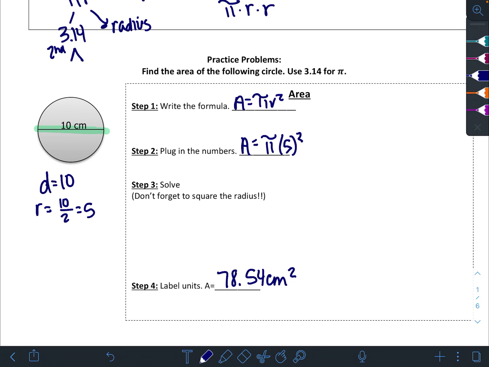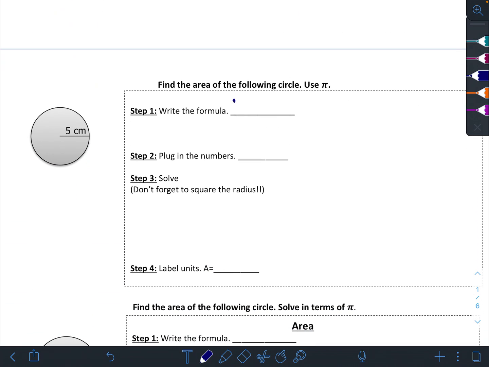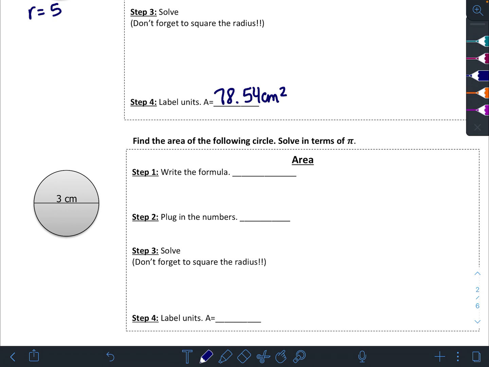So if we look at the next one, we have our formula A equals pi r squared, and in this case, they are giving us our radius of 5. So we can just plug it right in. A equals pi times 5 squared. You type that in your calculator, and it's 5 again, like the first one. It gives you 78.54 centimeters squared.